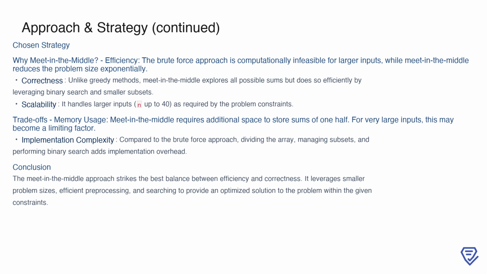However, this strategy does have its trade-offs. The increased efficiency comes at the cost of additional memory usage, as we need to store the sums of one half. For very large inputs, this memory requirement could become a limiting factor. Additionally, the implementation is more complex compared to brute force, as it involves dividing the array, managing subsets, and performing binary search. Despite these trade-offs, the meet-in-the-middle approach stands out as the most effective solution, striking a balance between computational efficiency and correctness while adhering to the problem's constraints.